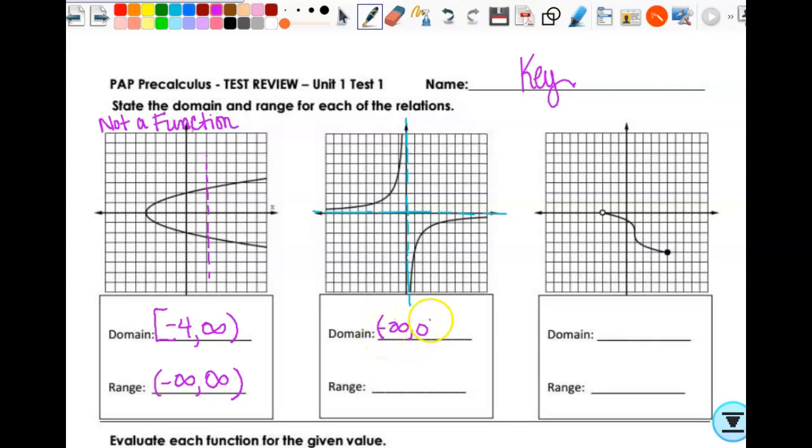Never include my infinities. I'm not going to actually make it to 0 because I have an asymptote. Then I start back over on the other side of 0 and go to infinity. I have to union those, and it looks like that. Range, smallest y value, negative infinity, all the way to 0. Both of those are open because I have an asymptote. And then I start back over at 0 and go to infinity. And this one does pass the vertical line test, so this is a function.